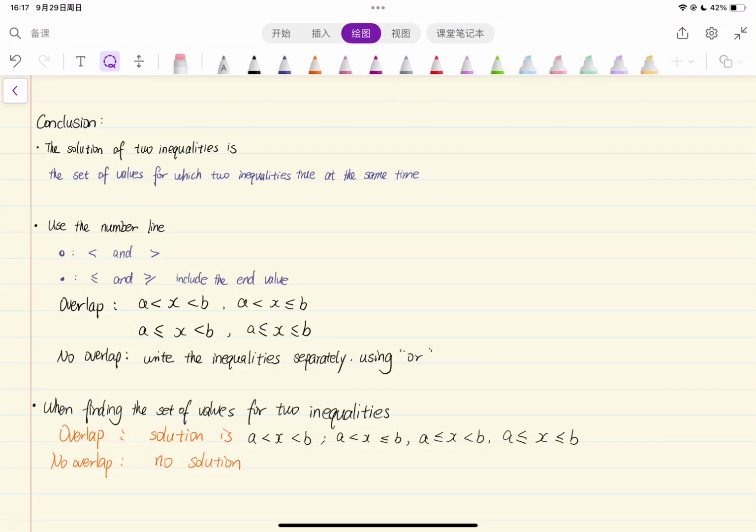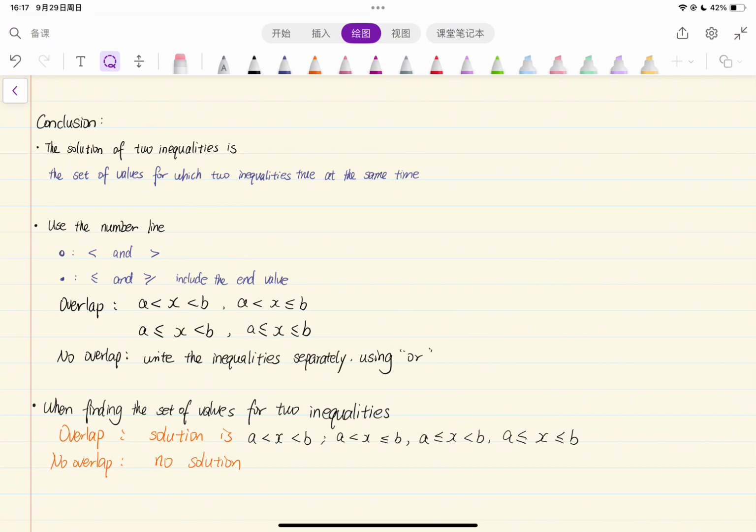Here is a conclusion for this lesson. In this lesson, we learned that the solution of two inequalities is a set of values for which the two inequalities are true at the same time, and we usually use a number line. The empty dot is used when you see less than and greater than, and the black dot when you see less than or equal to and greater than or equal to, including the end value.